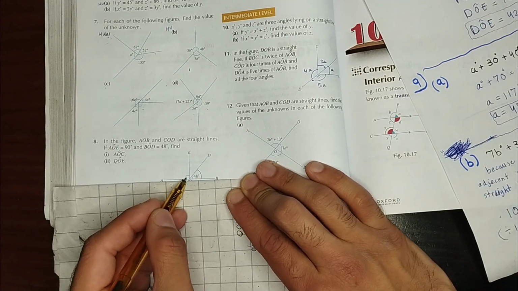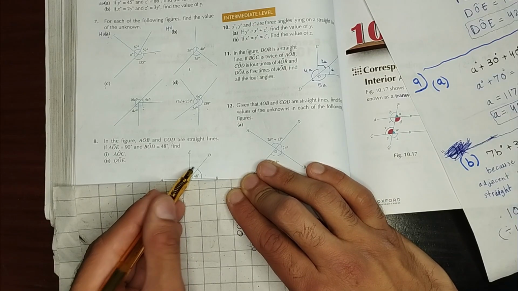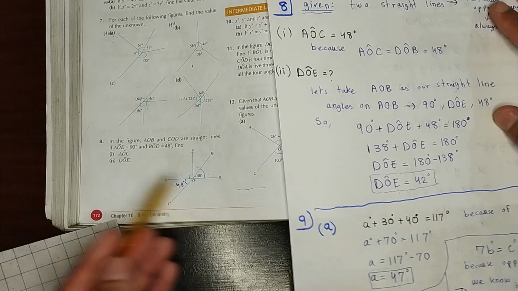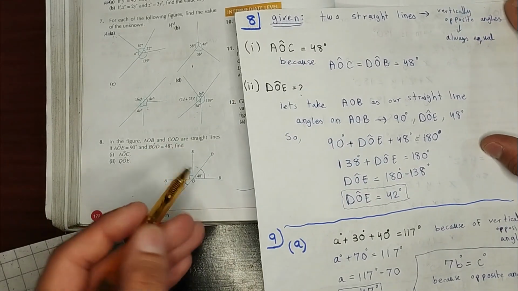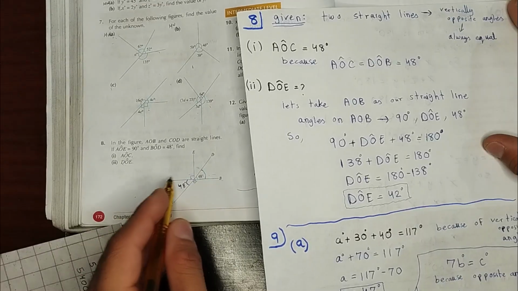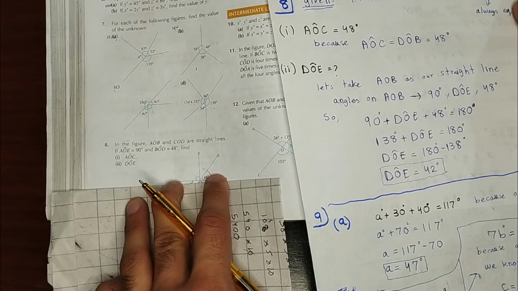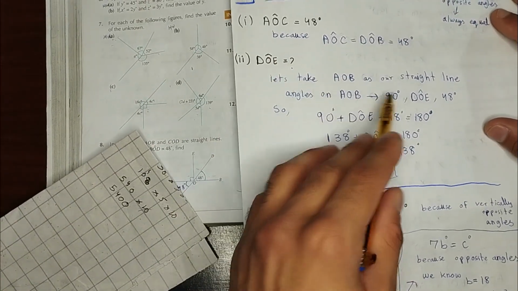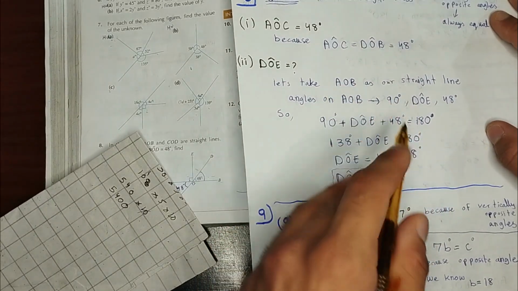We know this angle, right? It's 90. And we know this angle as well, which is 48. Only one of them is missing. So it's really easy for us to find it. What are we going to do? Let's take AOB as our straight line. Angle AOB is 180. There are 3 angles on this straight line. One of them is 90, the other one is 45, and the other one is missing, which is our question, which is our required. So I'm going to add them all together, and their sum is going to be 180 because sum of all the angles on a straight line is 180.